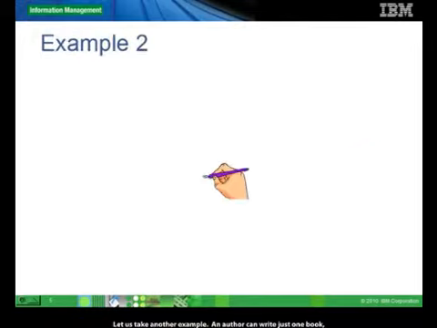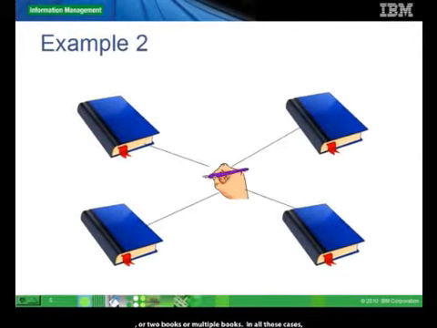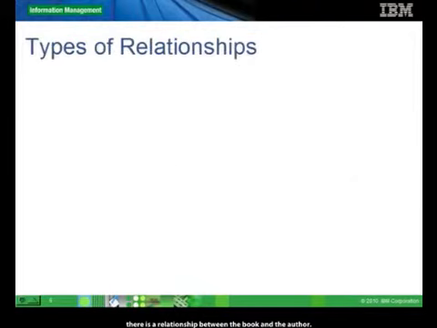Let us take another example. An author can write just one book, or two books, or multiple books. In all these cases, there is a relationship between the book and the author. We now move on to defining the types of relationships that exist between entities.